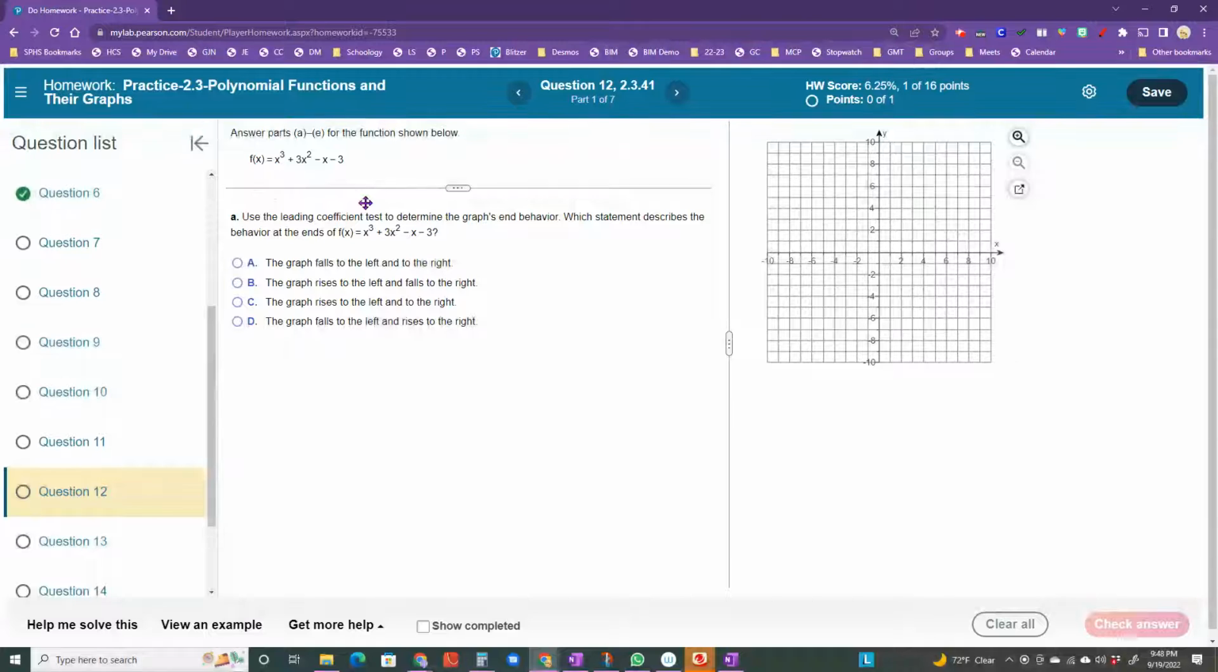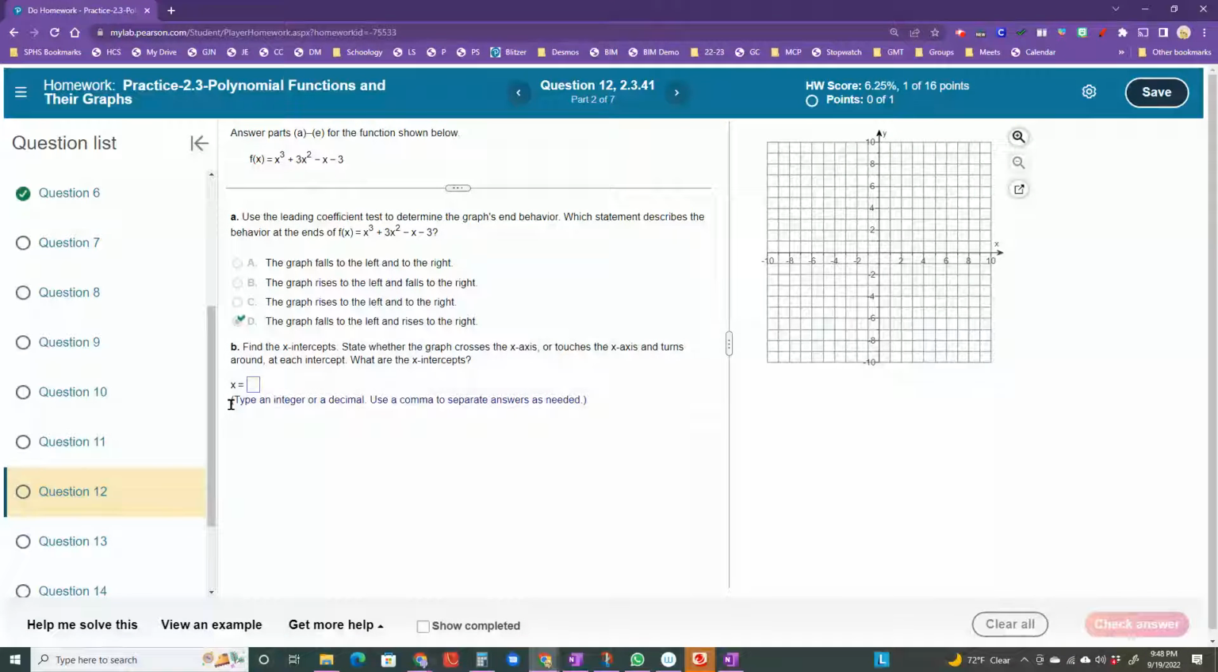All right, this one, y'all, is the same kind of factoring that I did in the video, so I'm going to speed through it and just show you how it's working here. Use the leading coefficient. My leading term is odd and positive, so I know it's going to fall on the left and rise to the right. Check.